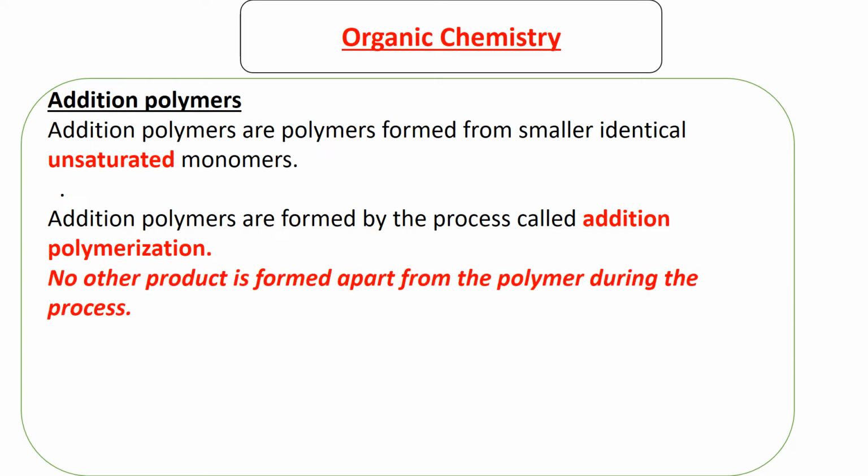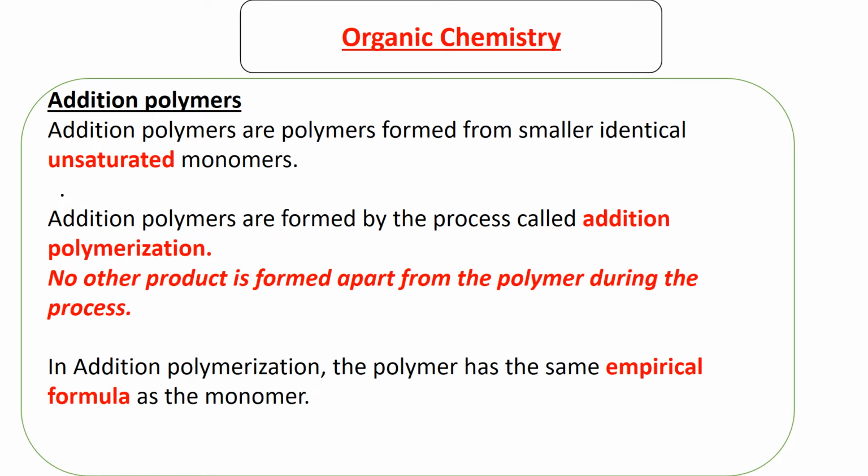Now, another emphasis is no other product is formed apart from the polymer during the process. So the other type of reaction, condensation, there is a product that is formed. Well, in addition polymerization, there is no product that is formed. It's just monomers joining, no product formed. But in the condensation, as we are going to see in the next video, you're going to see that there will be a byproduct that's going to be formed in the polymerization process.